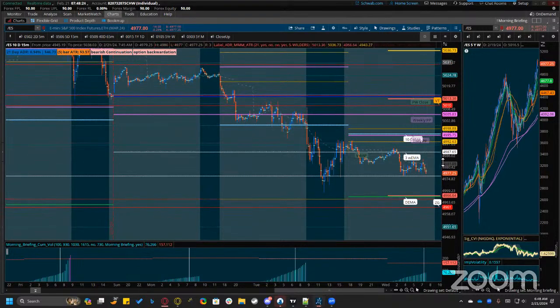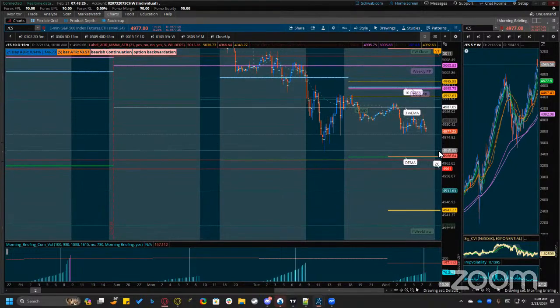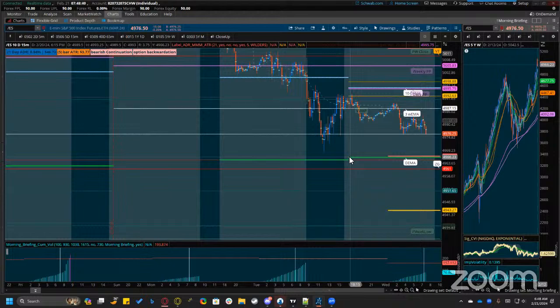We're near that 20-day moving average. An argument could be made that we got there yesterday. We got pretty close to it yesterday. You can see it when I hover my mouse right there. We got near that 20-day yesterday.